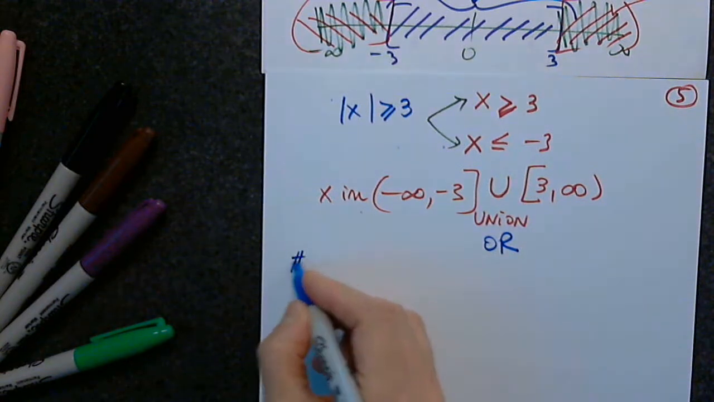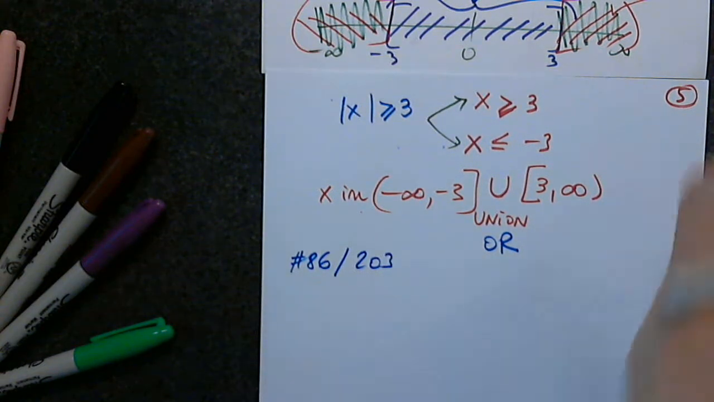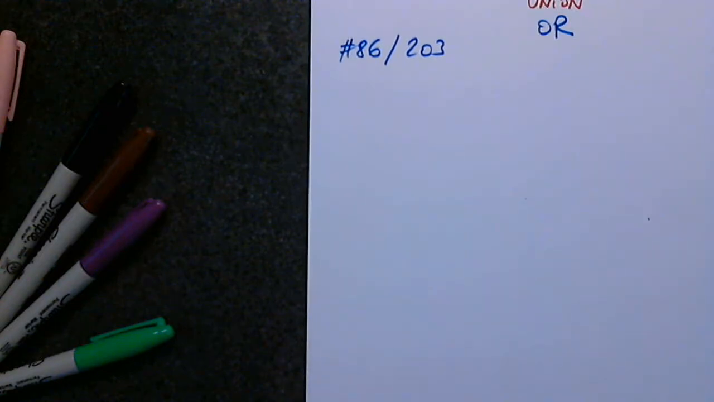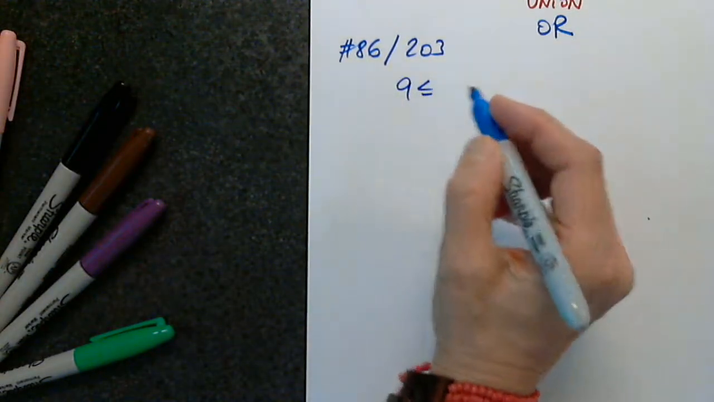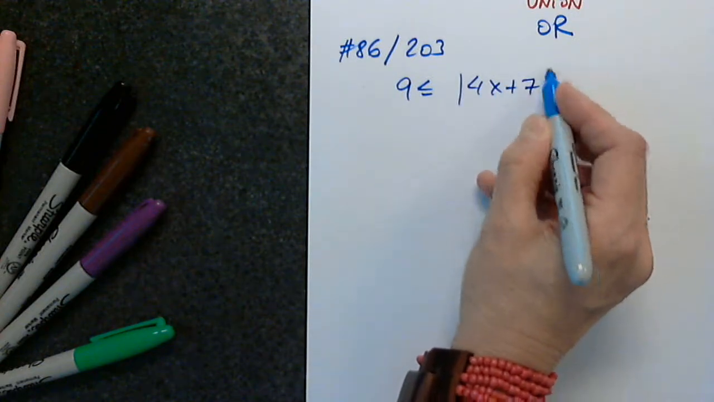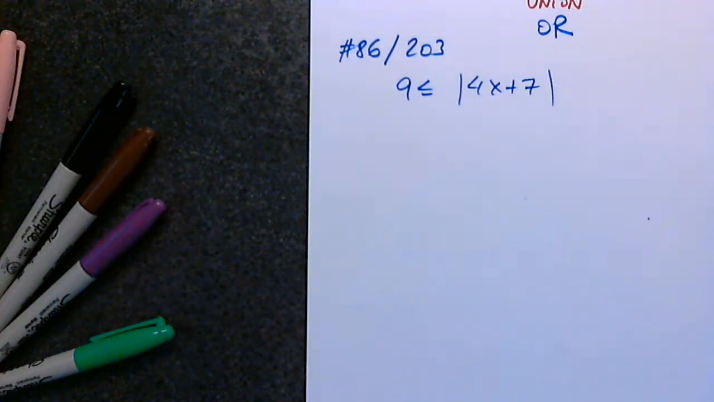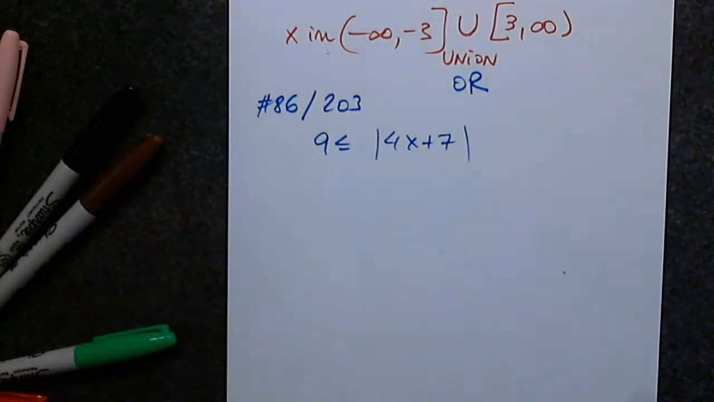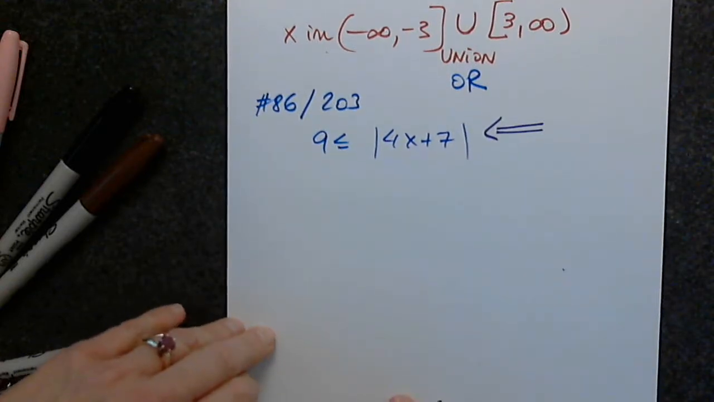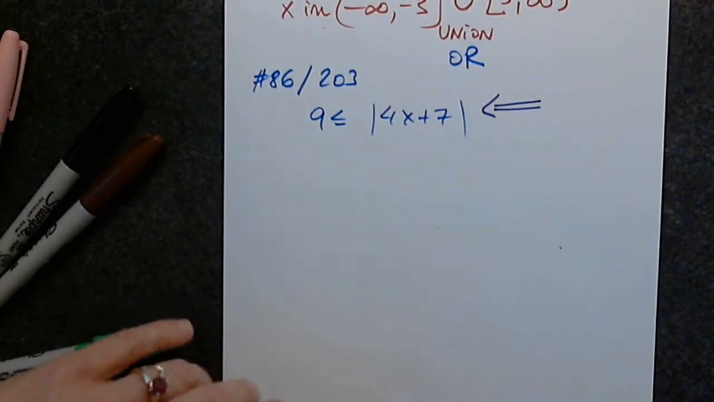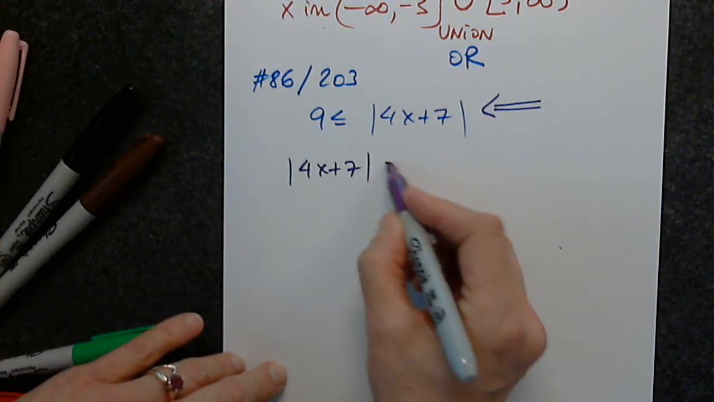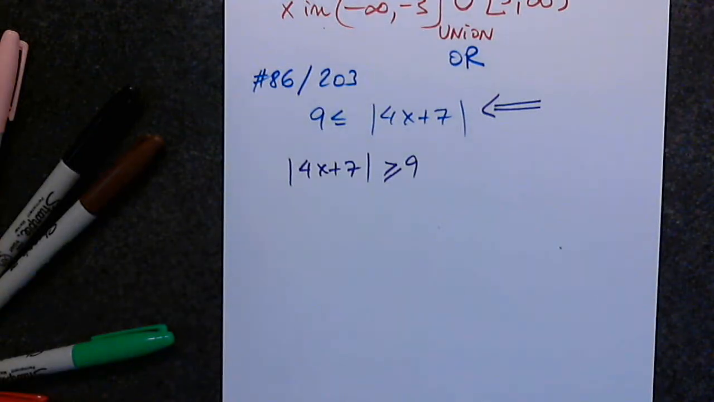Good. So let's look at an example. Let's say 86 on page 203. In 86 we have 9 less than or equal to the absolute value of 4x plus 7. I don't like the way this is presented because I wanted it to be in the correct order. So I'm going to read it from here. Can anyone read from the right and tell us what to... Yes, please. The absolute value of 4x plus 7 is greater than or equal to 9. Good. It's completely cleaned up.